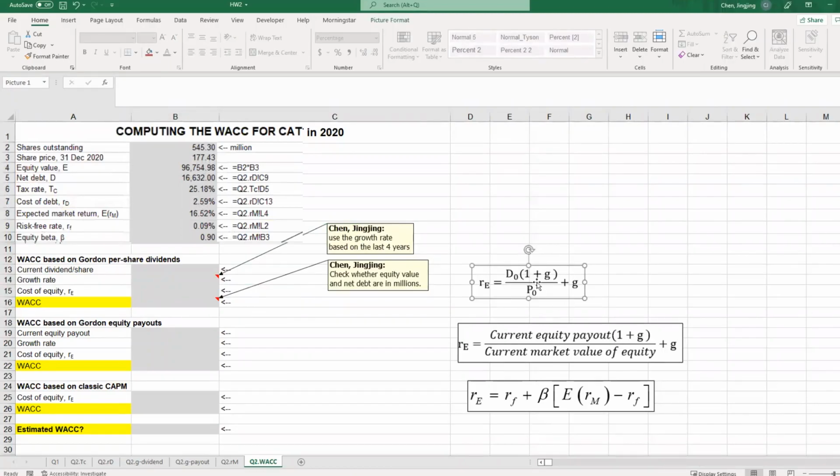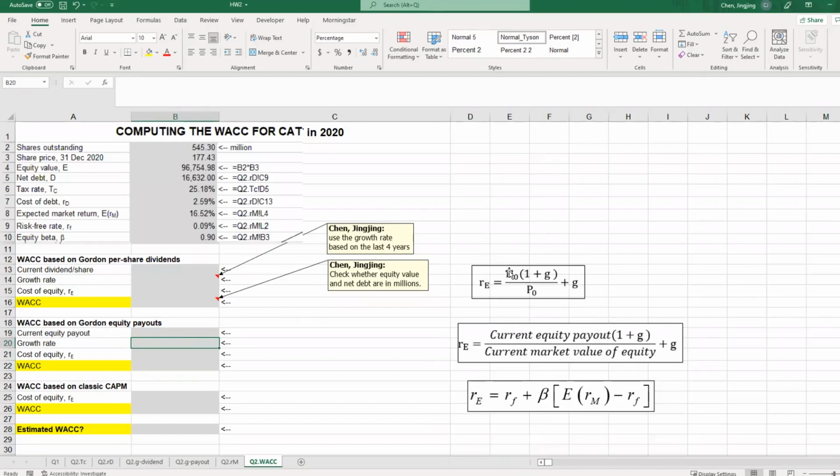This formula is exactly the Gordon dividend discount model, or the constant dividend growth model. We are assuming that dividend is growing at a constant rate G. The dividend is currently at D0, and we're assuming in all those future periods it will be growing at this growth rate G. We just need to use the current price for this equation. Then we can get the number for cost of equity. So that's this part.